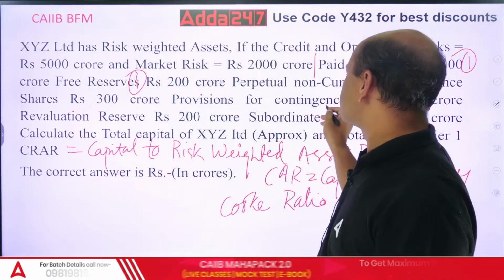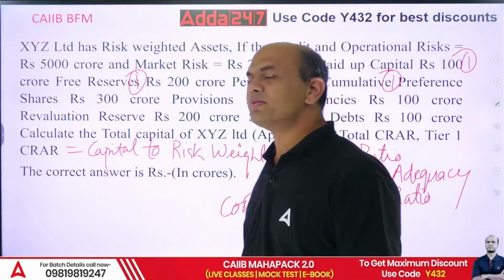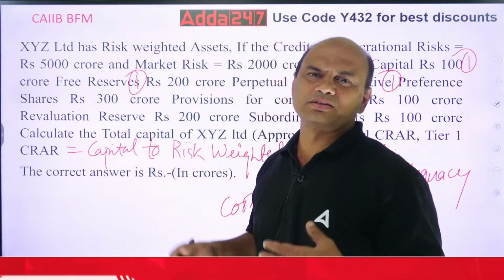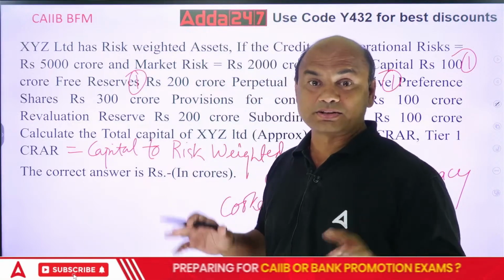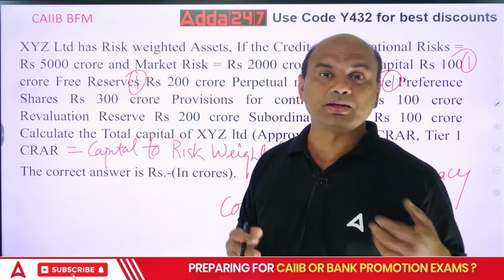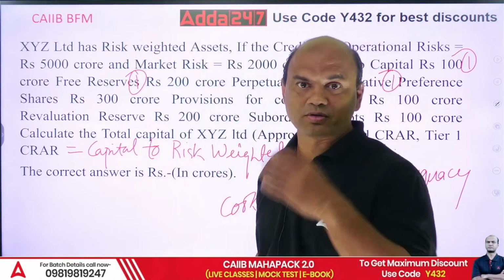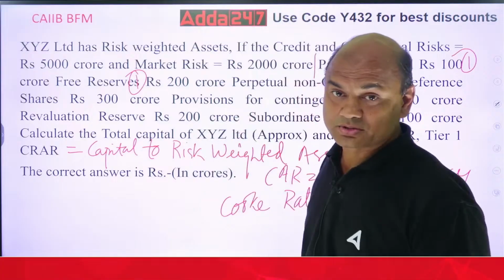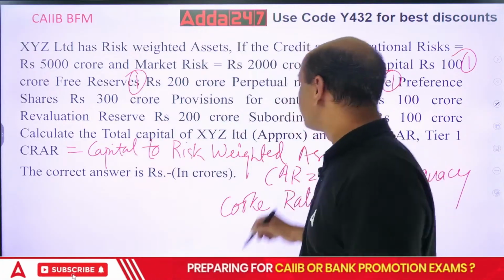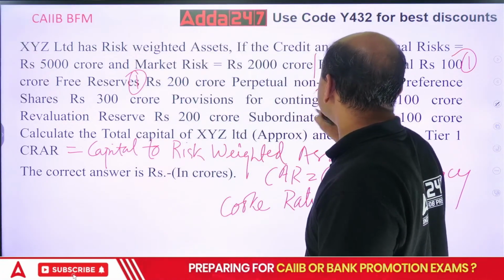Provisions for contingencies. Contingencies means what? This is a CA, means something happens. But this is not free. I can't use that money any time. Remaining all I can use anytime, up till now what we have seen. But this I can't use. So this becomes tier 2, because this is a compulsory capital.